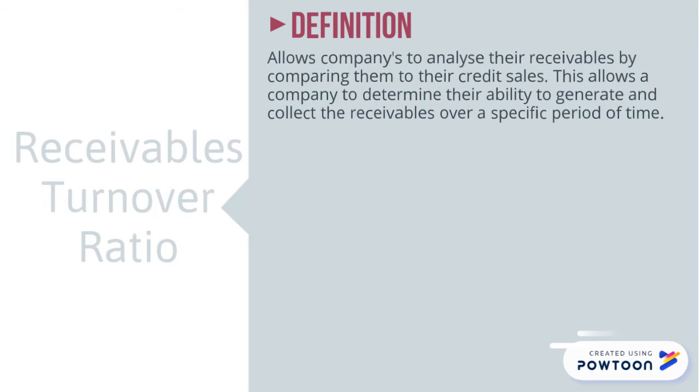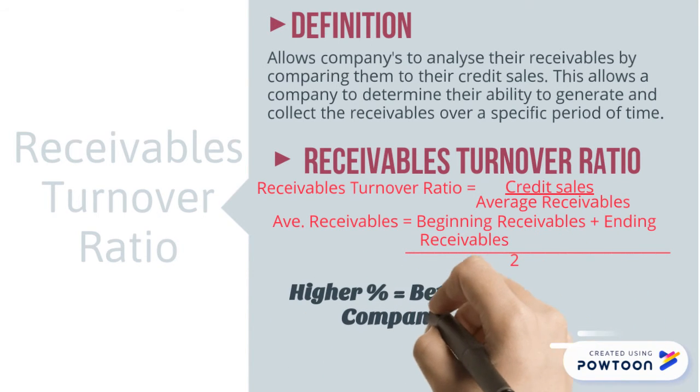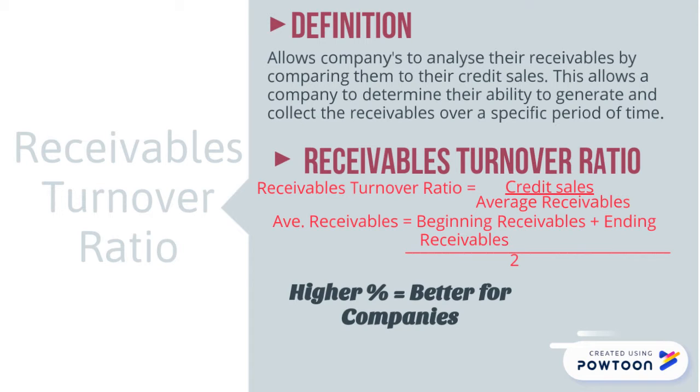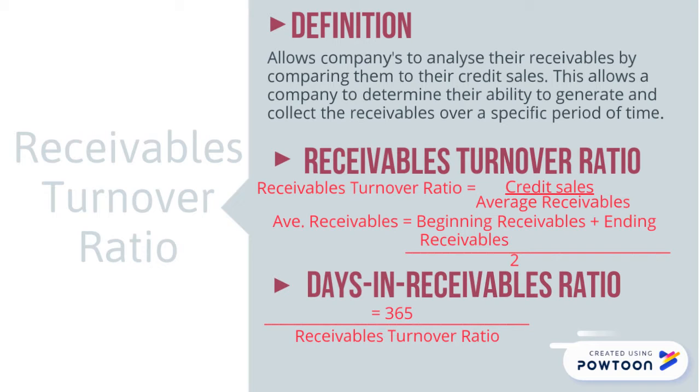So now that we've covered horizontal and vertical analysis, let's move on to the receivables turnover ratio. This ratio allows companies to analyze their receivables by comparing them to their credit sales to determine their ability to generate and collect receivables over a specific period of time. Using the formula displayed, we determine the ratio. The higher this ratio, the better for companies, as it indicates that while they generate receivables, they're able to have them quickly turned over. However, as the number of credit sales is not always clear, the analysis can get quite confusing. So we use the days in receivables ratio as it converts the above ratio into days, providing a clearer description of a company's ability to turn over receivables.